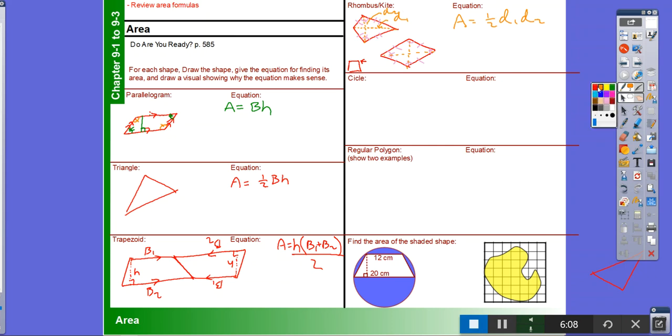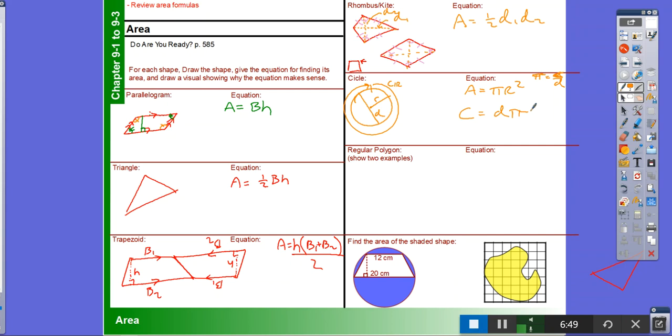For a circle, we have the center, we have this as the radius, this distance here is called the diameter, and the distance around the circle is called the circumference. And for the area of a circle, the area is equal to pi r squared. And remember that pi is equal to the circumference divided by the diameter. So the circumference of a circle is equal to d times pi.